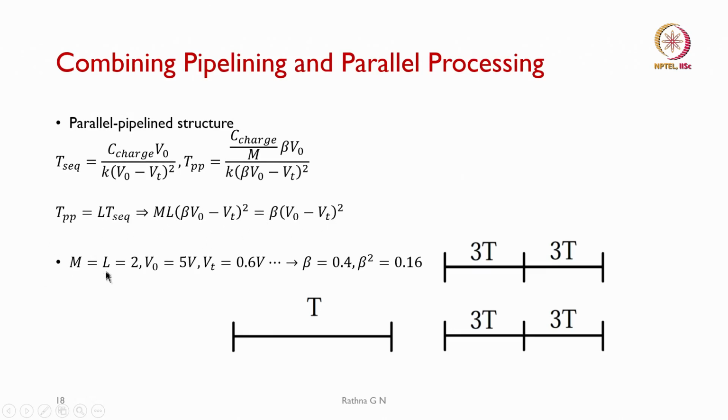So, if we consider both of them, M is equal to L is equal to 2, then we are operating V naught at 5 volts, then threshold is given as 0.6 volts. So, if we compute the values, beta becomes 0.4, then beta squared will be 0.16. So, this is how we will be doing the thing. This is our sequential. So, what we have done is 3 parallel units what we are going to have, and then one pipeline what we have considered.